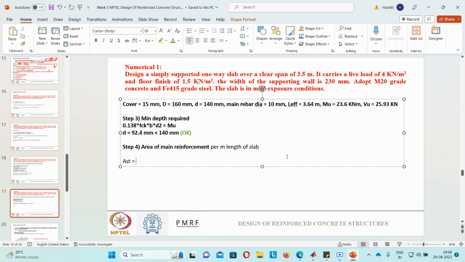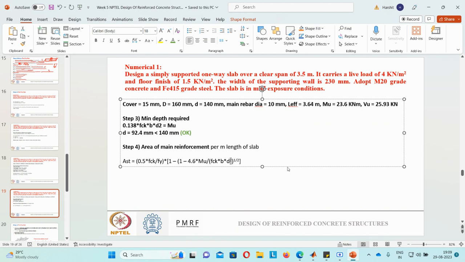Generally, if you use the design of beam section, it will form a quadratic equation that you need to solve to get the Ast value. But if possible, try to remember this formula directly. 0.5 fck upon fy, whole into, so this is a simplified version of the earlier equation, 1 minus under root of 1 minus 4.6 Mu divided by fck b d square.